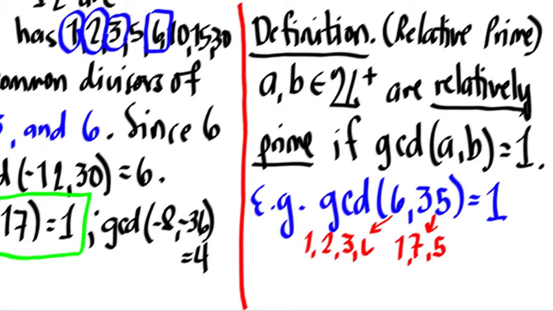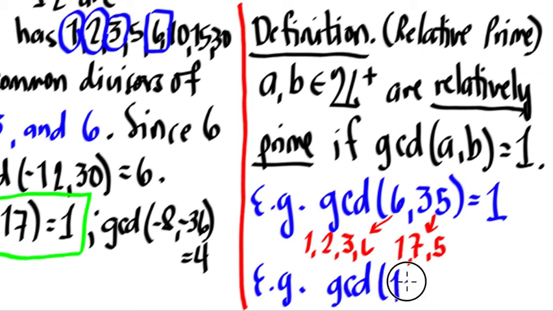One more example, shall we? Last example is the GCD of 11 and 24. Automatically, since 11 is a prime number, this pair is relatively prime. So 11 and 24 are relatively prime.